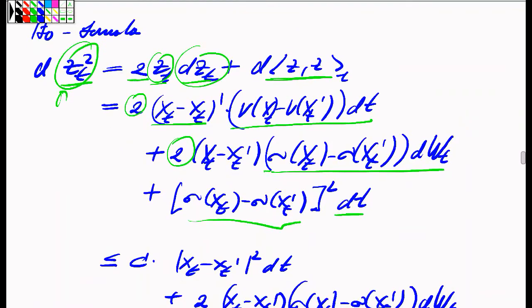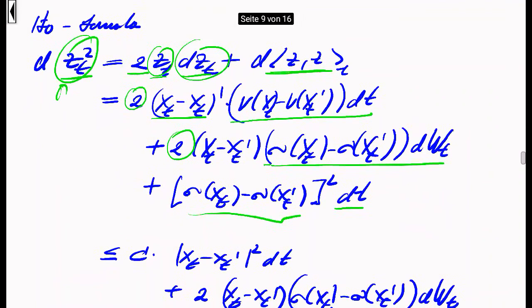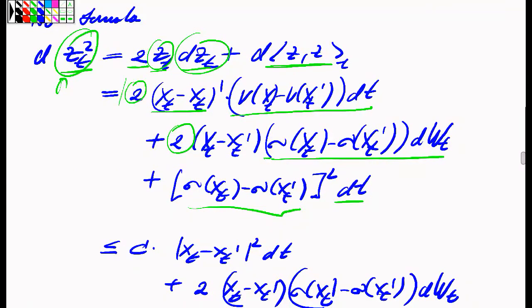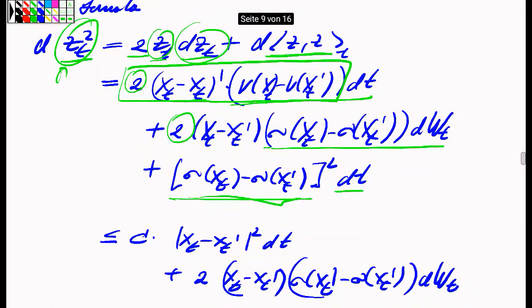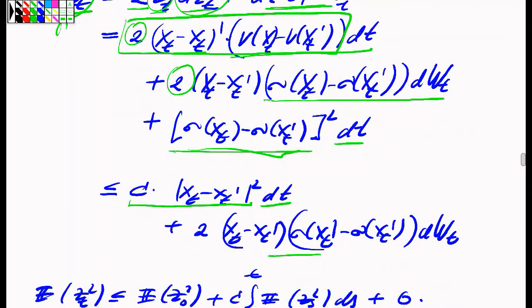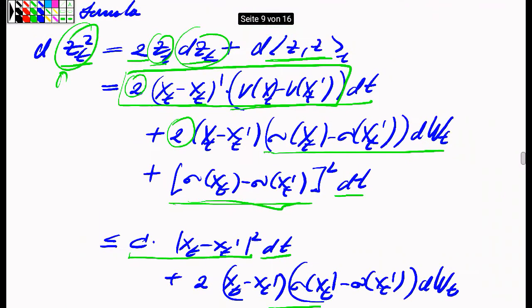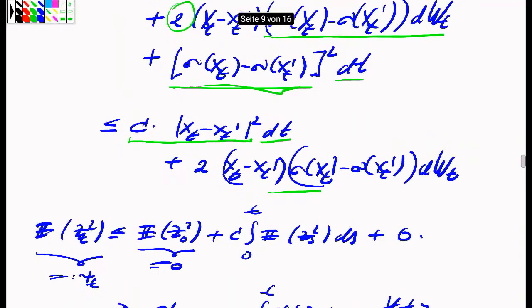Okay, now comes our dissipativity or one-sided Lipschitz condition into play. Namely, if we isolate the parts which come with a dt, I see that exactly this combination of the one-sided Lipschitz or monotonicity condition of the v function together with the difference squared of the sigma matrix at these two different positions appears on the right hand side, and by assumption I can estimate these components by this product, by the difference of the x positions squared times dt. And then of course the stochastic integral with respect to the Brownian motion remains. Okay, that's an inequality of real-valued stochastic processes.